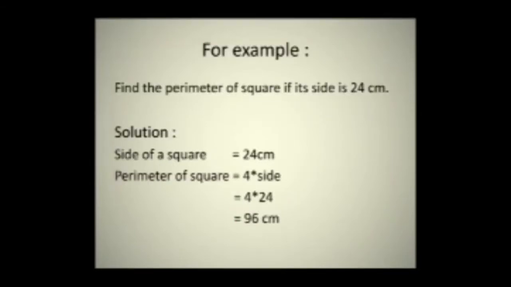For example, find the perimeter of a square if its side is 24 centimeters. Solution. In the question, the side of a square is given, that is 24 centimeters. Now, to find the perimeter of a square, we will use the formula, that is 4 into side, and side is given here 24 centimeters. Substituting the value of side, we get 4 into 24. That is equal to 96 centimeters. We use centimeter here because the side is in centimeters.